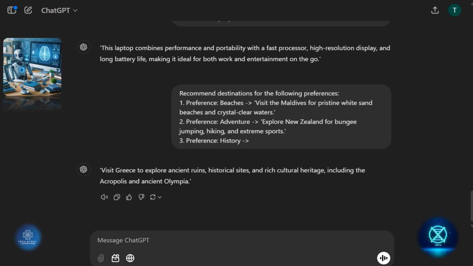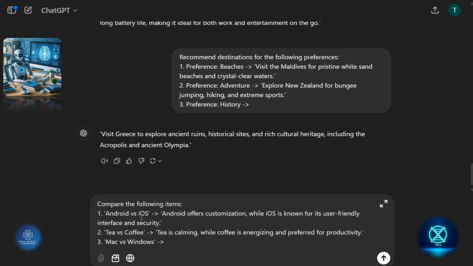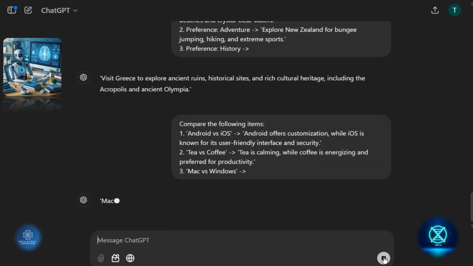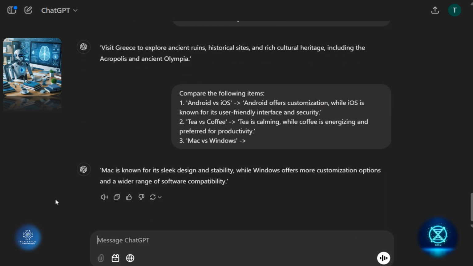Okay, the next one could be comparative analysis. So if I have to compare any of the items, how the comparison should be, right? If you want a specific way of handling the comparison, like Android versus iOS, this is what I told. Tea versus coffee and Mac versus Windows. So this is how it's going to give back the responses.